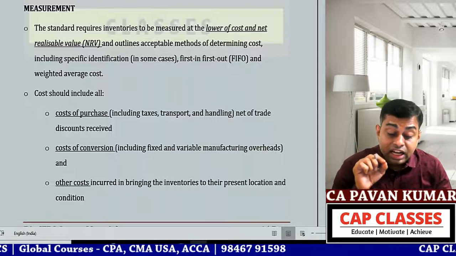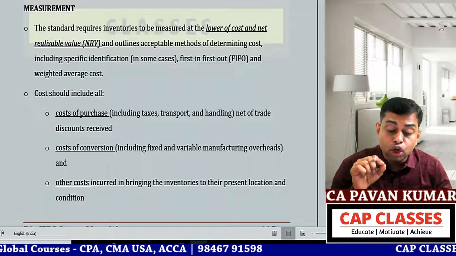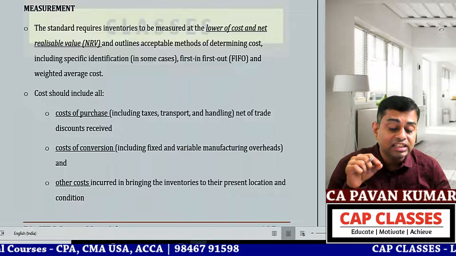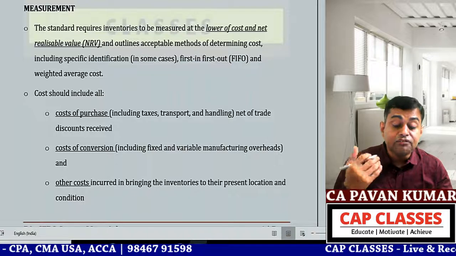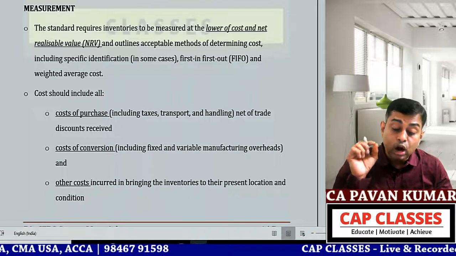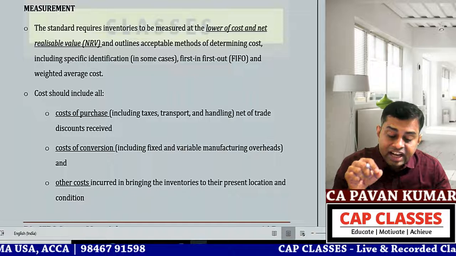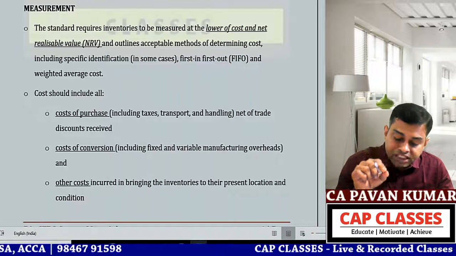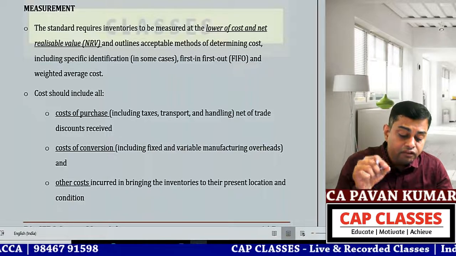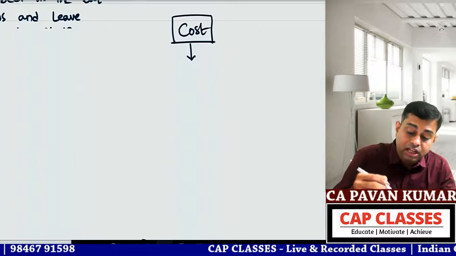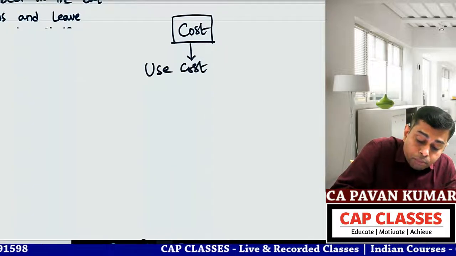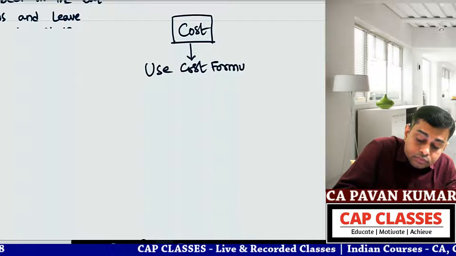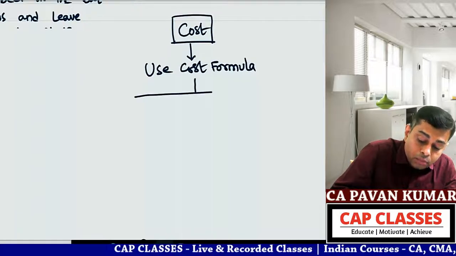The standard requires inventories to be measured at lower of cost and net realizable value, and outlines methods of determining cost. What are they? One, specific identification method. Two, first in first out method. And three, weighted average method. So what are they? Cost. You can use a cost formula. What is the cost formula?